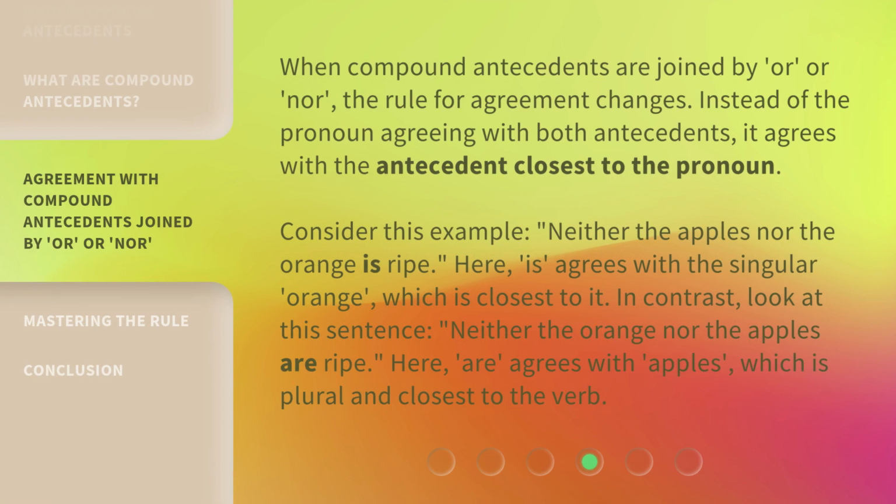When compound antecedents are joined by or, nor, the rule for agreement changes. Instead of the pronoun agreeing with both antecedents, it agrees with the antecedent closest to the pronoun. Consider this example: neither the apples nor the orange is ripe. Here, is agrees with the singular orange, which is closest to it. In contrast, look at this sentence: neither the orange nor the apples are ripe. Here, are agrees with apples, which is plural and closest to the verb.